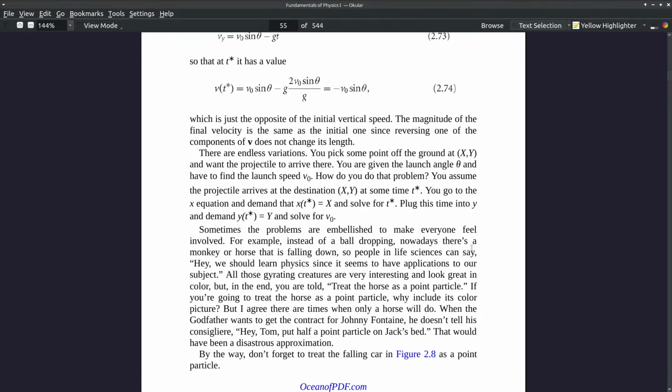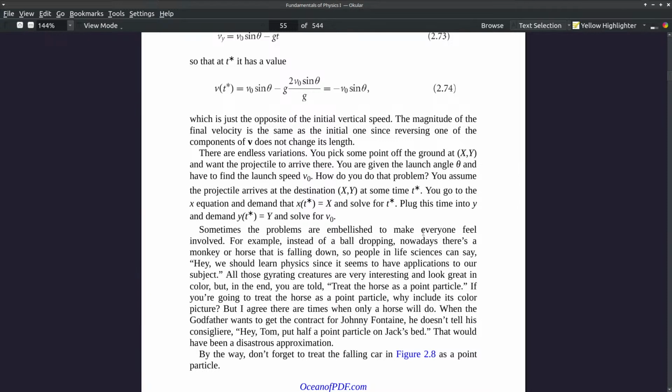There are endless variations. You pick some point off the ground at x, y and want the projectile to arrive there. You are given the launch angle theta and have to find the launch speed v0. How do you do that problem? You assume the projectile arrives at the destination x, y at some time t star. You go to the x equation and demand that x of t star equals x and solve for t star. Plug this time into y and demand that y of t star equals y, and solve for v0.